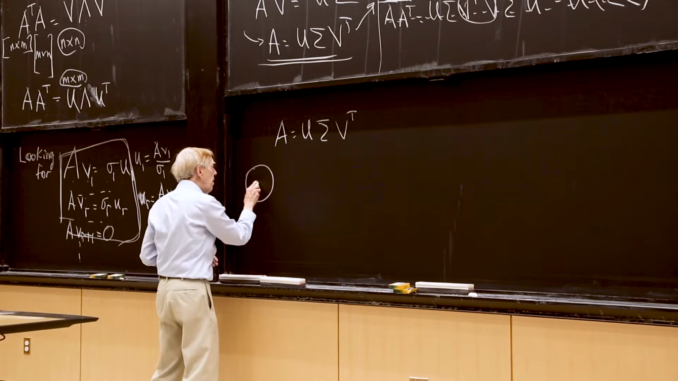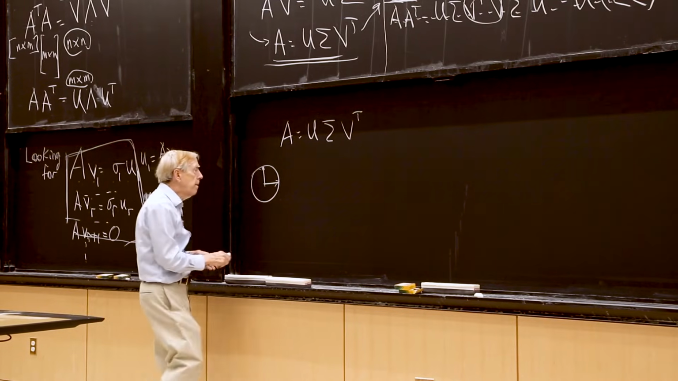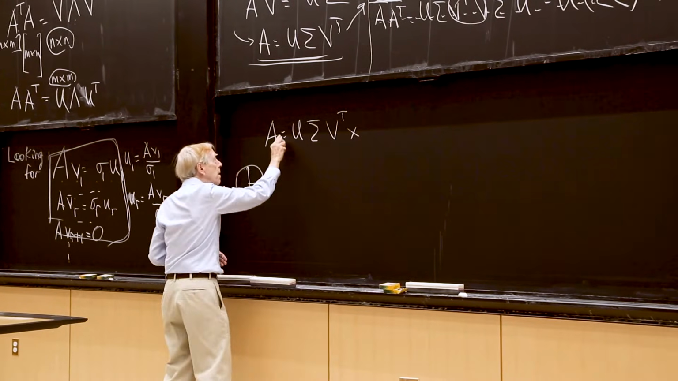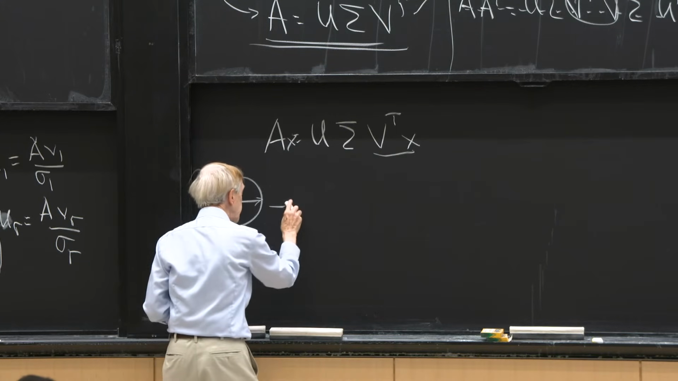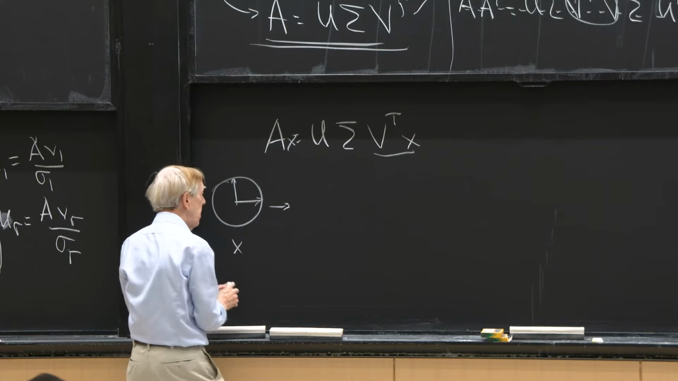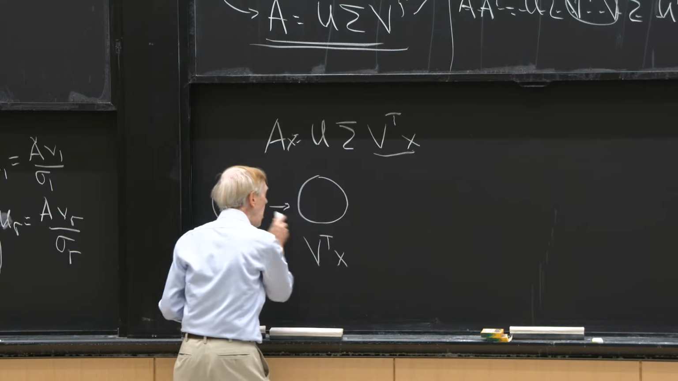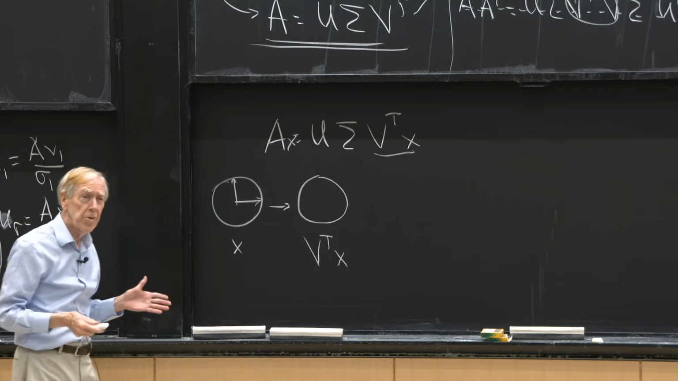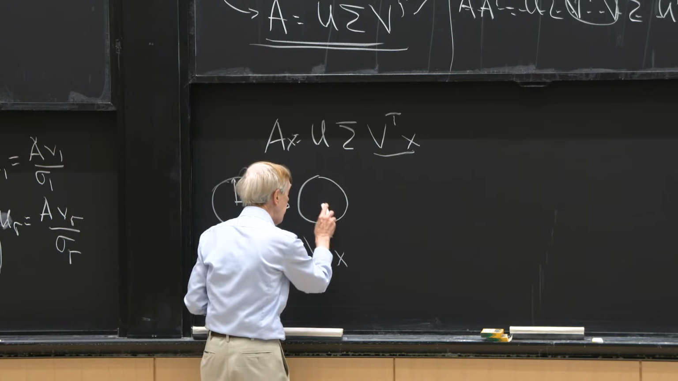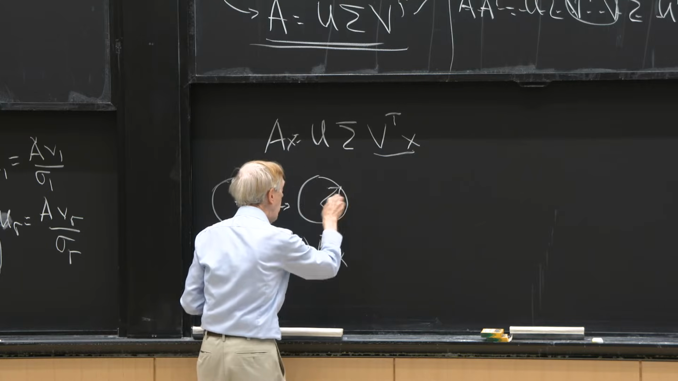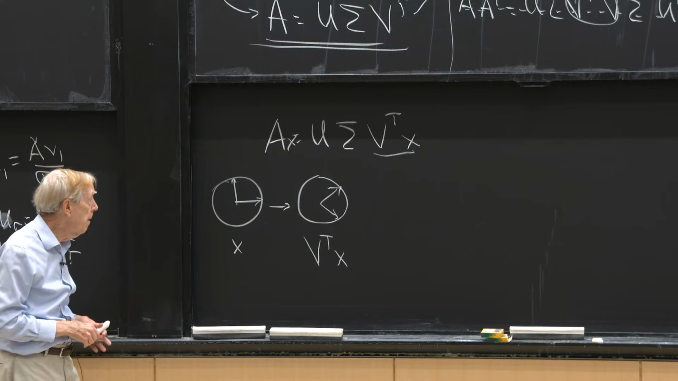So here's unit vectors. And the first thing, if I multiply by x, this is the first thing that happens. So that rotates. Here's x's. Then V transpose x's, that's still a circle. Length didn't change for those when I multiply by an orthogonal matrix, but the vectors turned. It's a rotation. Could be a reflection, but let's keep it as a rotation.